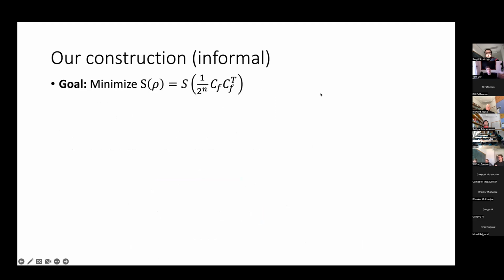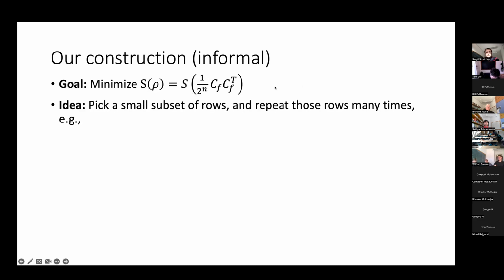Okay, great. So let's keep going. So what are we going to do? Well, our goal is to minimize the entanglement entropy of this reduced density matrix, S of rho, which I'm just rewriting as S of 1 over 2 to the n times CF transpose. Now, here's the big picture idea, which is actually really simple.